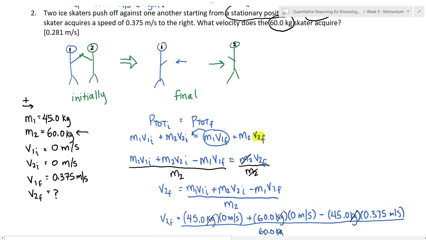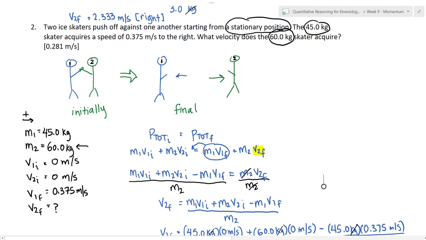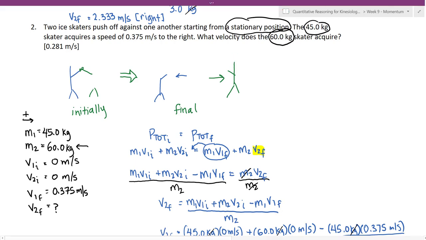All right, so why is it negative? What velocity does the 60 kilogram skater acquire? So when I labeled 1 and 2, I actually didn't do that correctly, so I'm just going to erase that 1 and 2 that's there. I'm erasing their heads and part of their bodies here. So let me fix this.